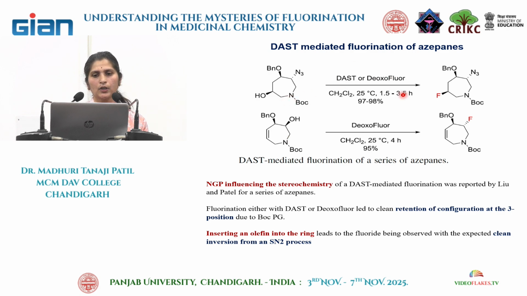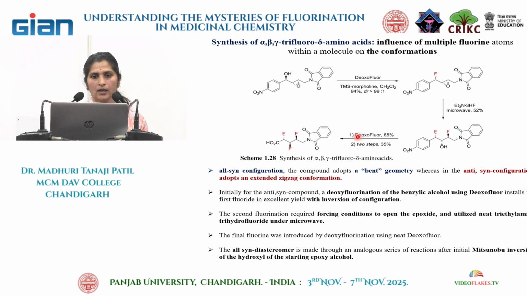But here DAST is giving you a compound with retention in configuration, and here it is giving you a compound with inversion in configuration. Okay, so this is because here neighboring group participation of Boc is there. In this case it is not possible.